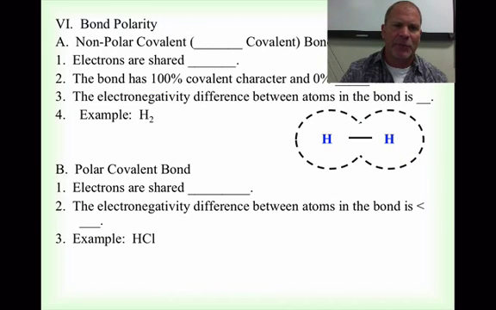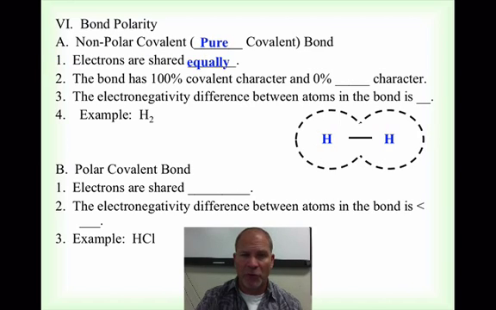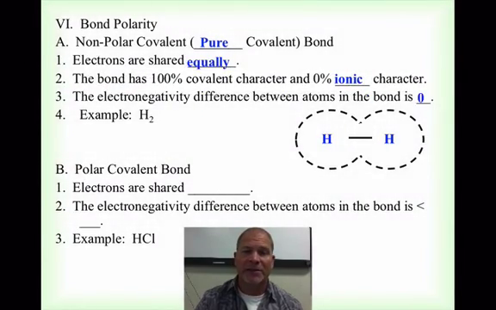So bond polarity, we're going to break it down. We've talked about ionic and covalent, but we're going to throw a third one in there, right in between the ionic and covalent. The first one, straight up covalent, is nonpolar. Nonpolar is what we call pure covalent. The electrons are shared, and they are shared equally. So this is the only time you'll get 100% covalent in character, 0% ionic in character. The difference between the atoms' electronegativity will add up to 0.